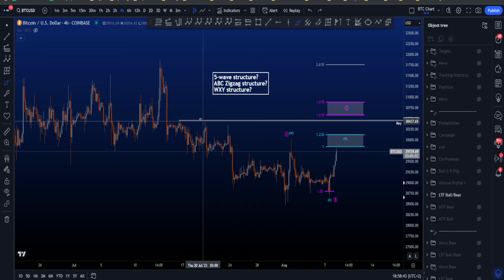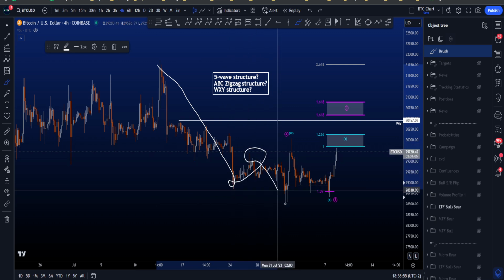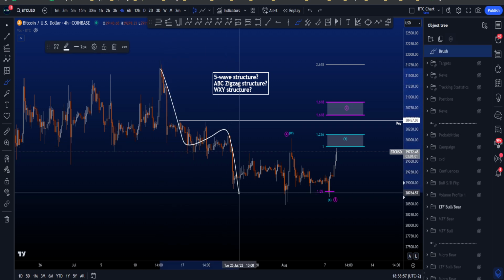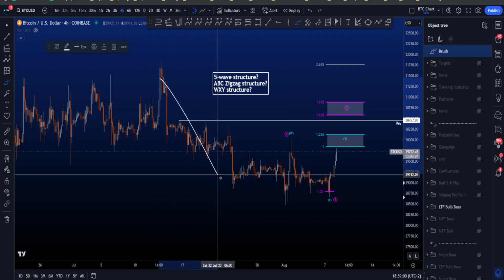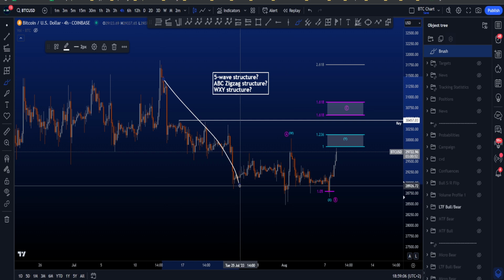If we look at a WXY, then we're looking at a 3-3-3. So instead of a 5-3-5, you're looking at 3-wave structures. So then this can be a wave W to the downside. Then you need some sort of an X and a Y, because a W is a 3-wave structure and then a 5-3-5 over here. So then 3-wave, 3-wave, and then another 3-wave, but then again wave Y is way too short compared to a wave W.